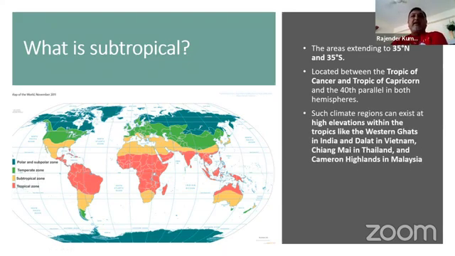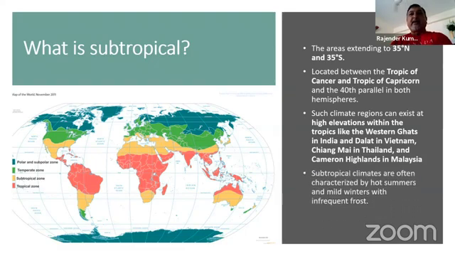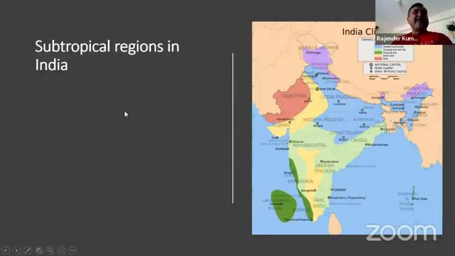And there are some other areas in the tropical region where, at higher elevation, like Western Ghat in India and Dalat in Vietnam, Chiang Mai in Thailand, and Cameron Highlands, Malaysia, you will find subtropical climate, meaning it's neither too hot nor too cold. So in some regions, during summer it is hot, during winter it is cold, and there is varied rainfall in this region.